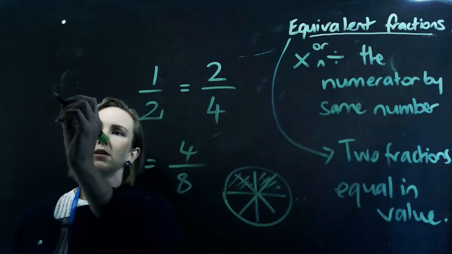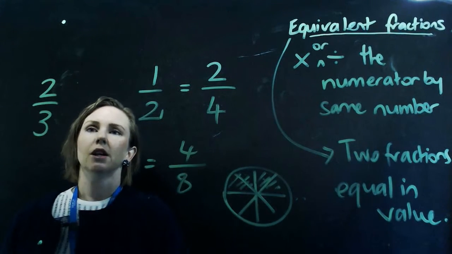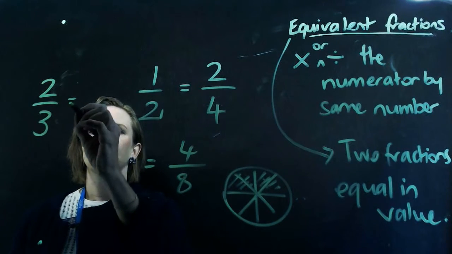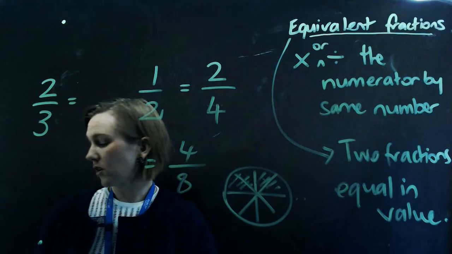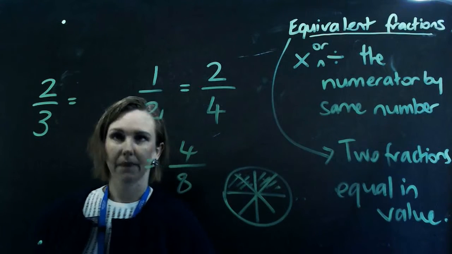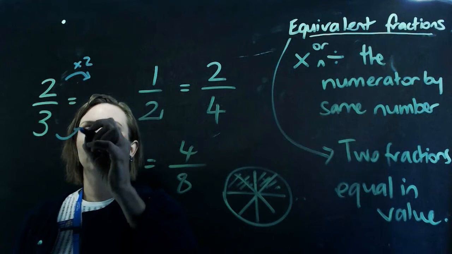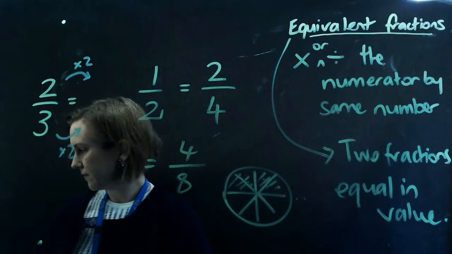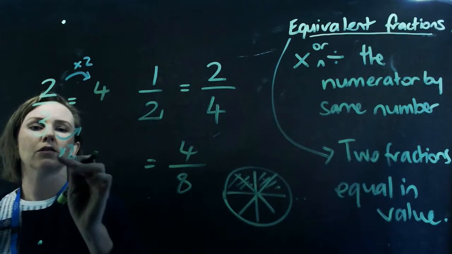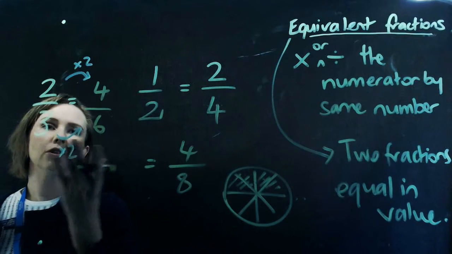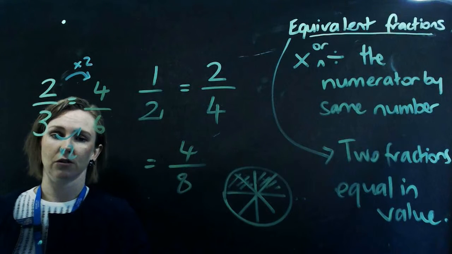If I was to give you another example, 2/3. If I wanted to find an equivalent fraction, the easiest way to do that would be to double it. And by doubling, I mean I'm timesing by 2. And of course, whatever I do to the bottom, I must do to the top. So 2 times 2 is 4, and 3 times 2 is 6. So 2/3 and 4/6 are equivalent fractions to each other.